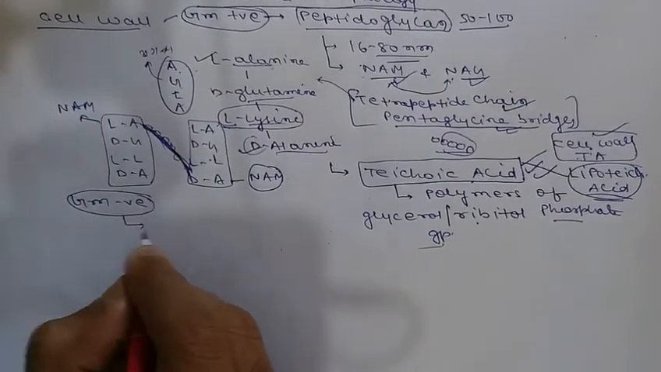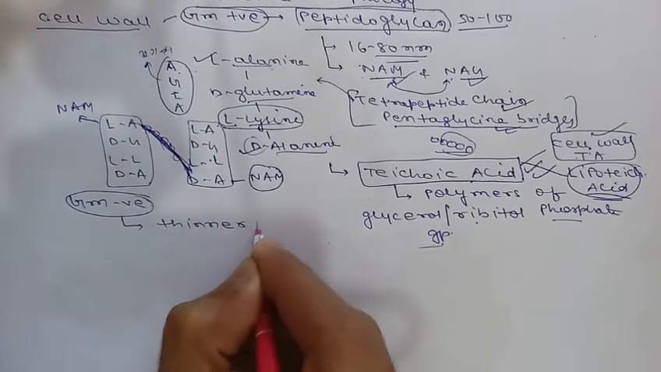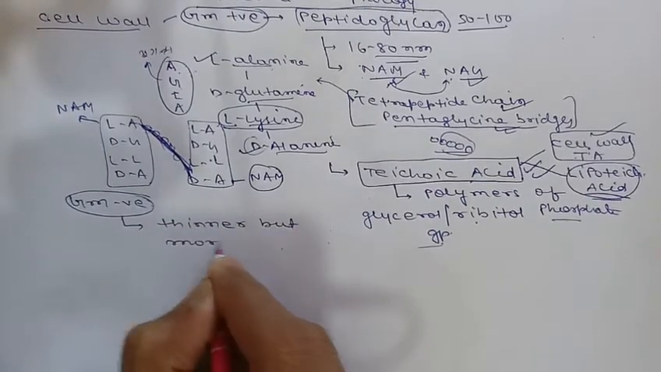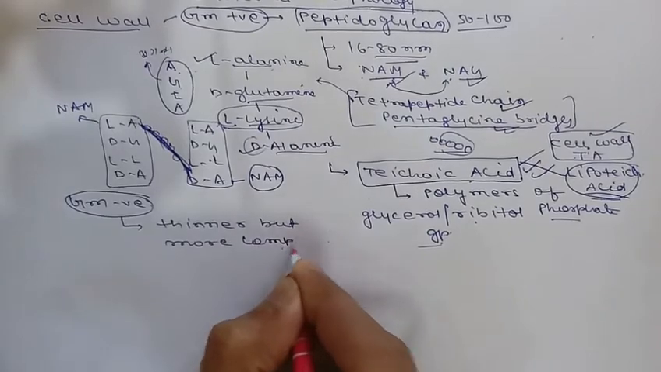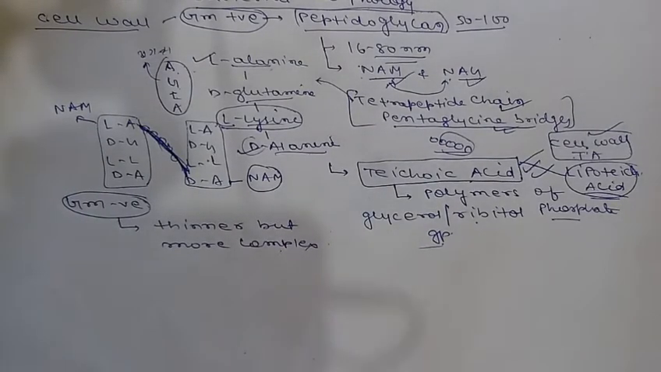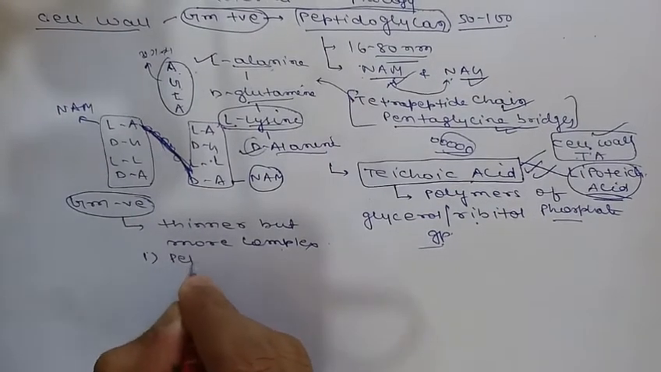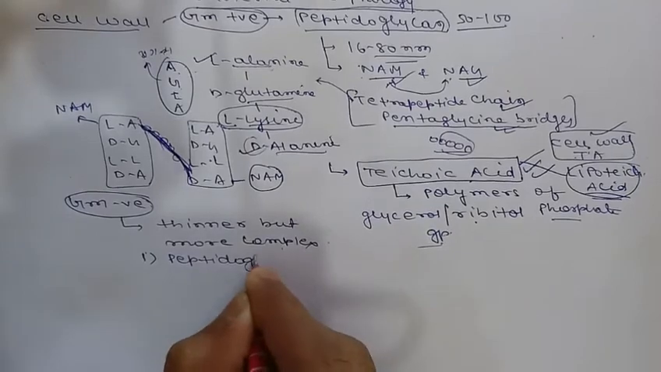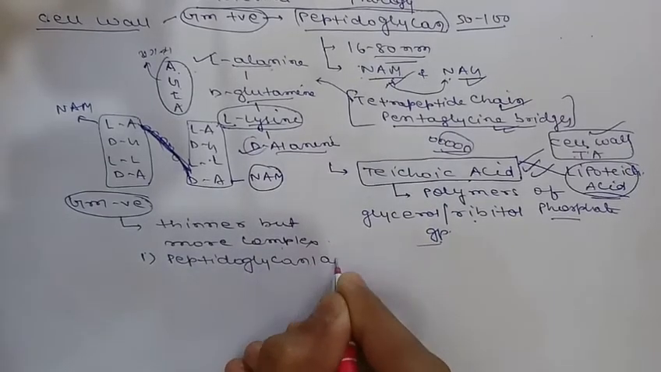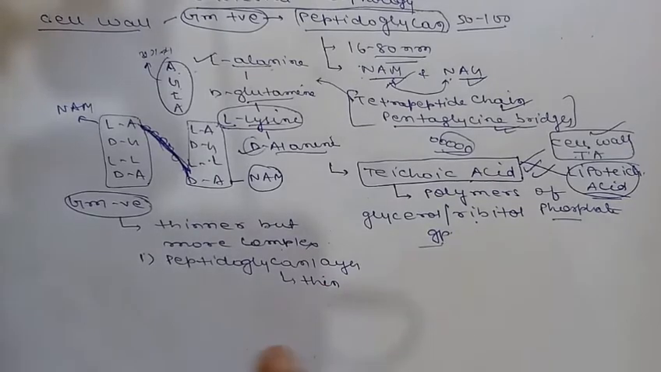The gram negative cell wall is thinner but more complex than the gram positive cell wall, and it comprises many components. The first component is the same, the peptidoglycan layer. But here the peptidoglycan layer is thin, with the number of layers 1 to 2.